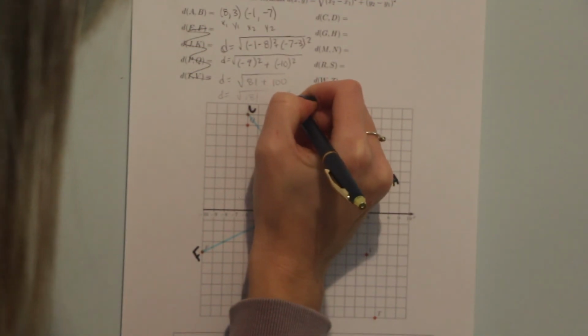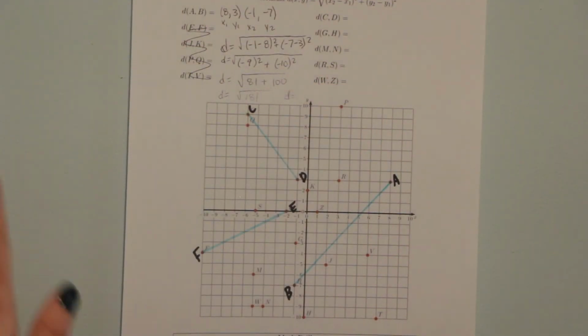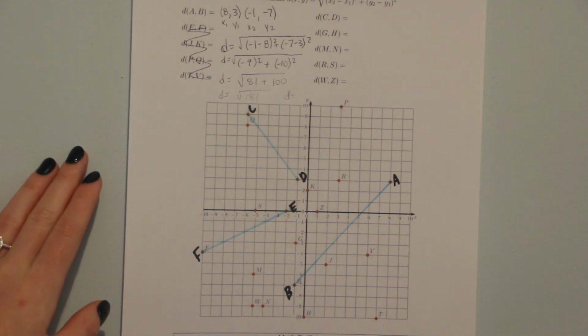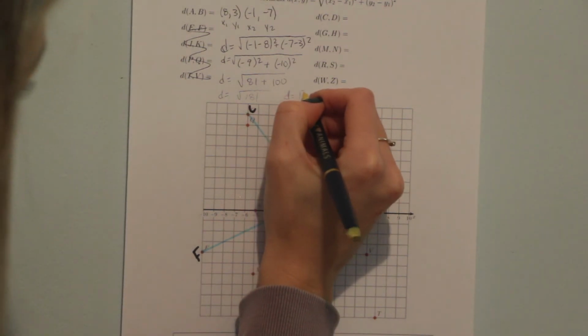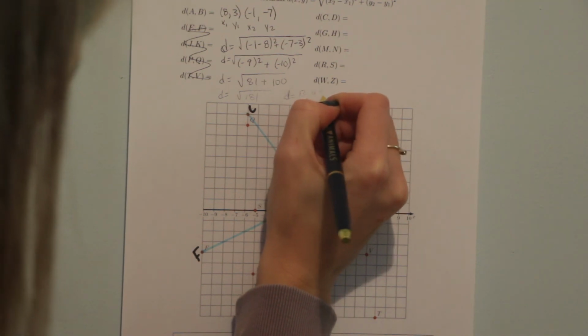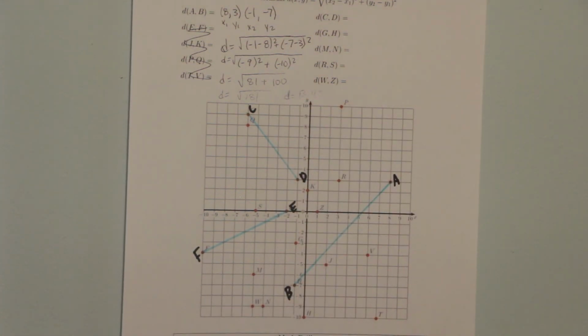Our distance is basically the square root of 181, and if we want to break it down even more, it becomes 13.45 if you were to input it into your calculator and you wanted 2 decimal points. Again, I'm sorry about the pen, but the distance is the square root of 181, or 13.45.